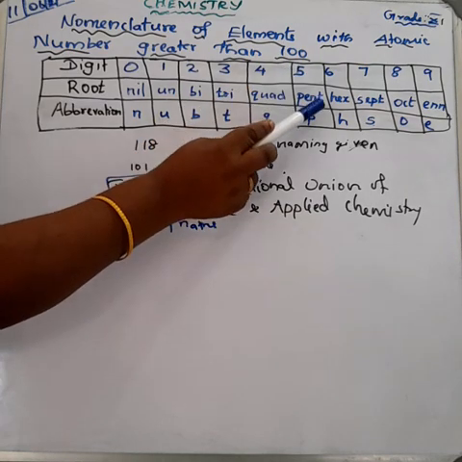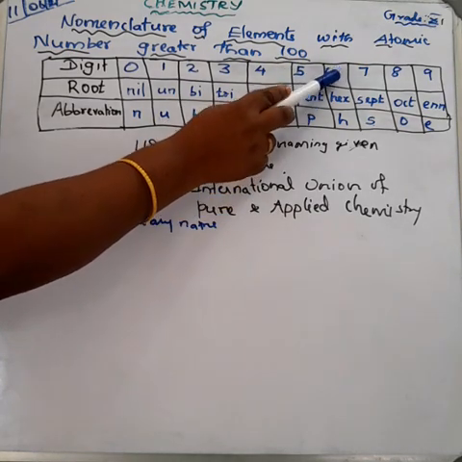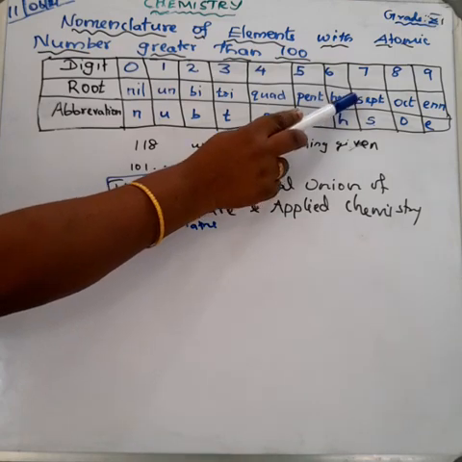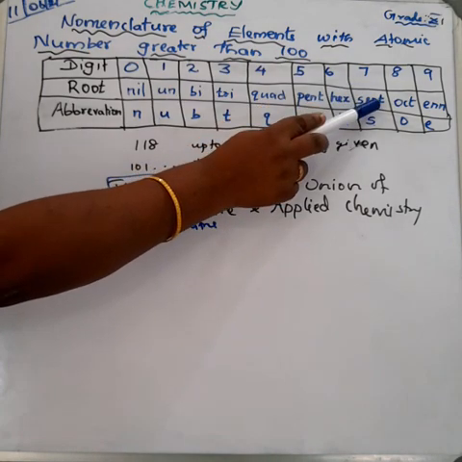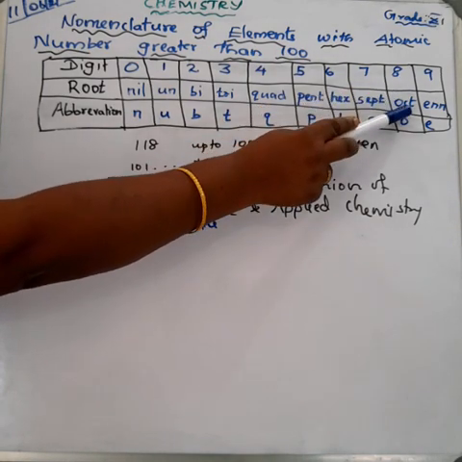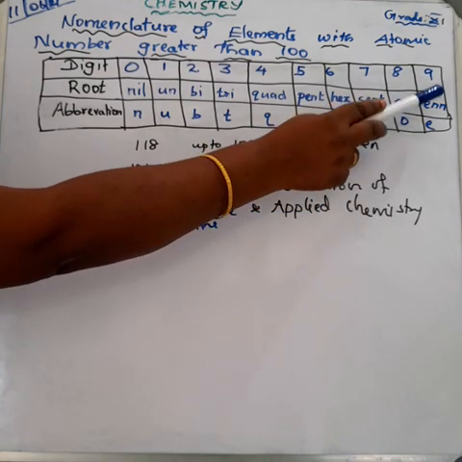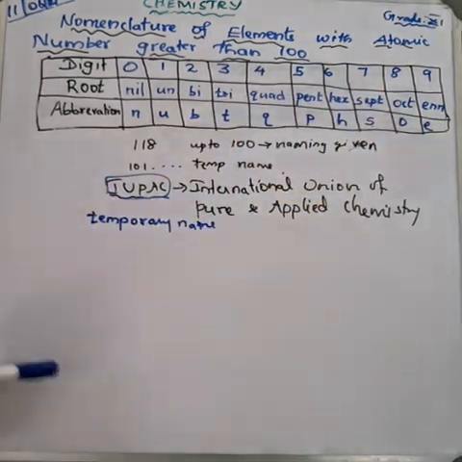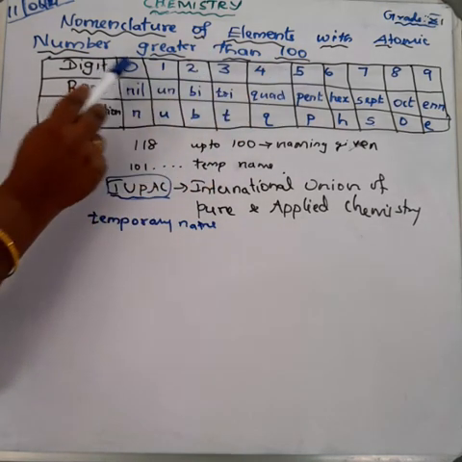For 5, numerical root pent. For 6, hex. For 7, sept. For 8, oct. For 9, enn. This is the numerical root for each digit.